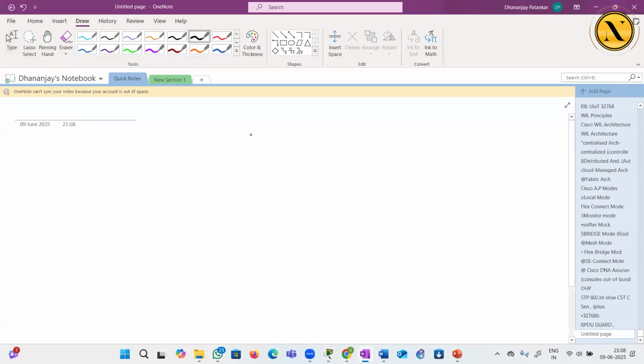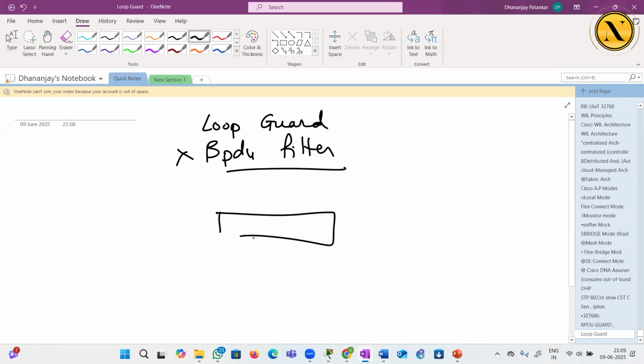What are they? Loop guard and BPDU filter. BPDU, Bridge Protocol Data Unit filter. Never use them anywhere in the network, right? Cisco says avoid them. Okay, let me tell you first about BPDU filter, right? If you go under the port and give the command spanning tree BPDU filter, it will stop sending and receiving BPDUs.